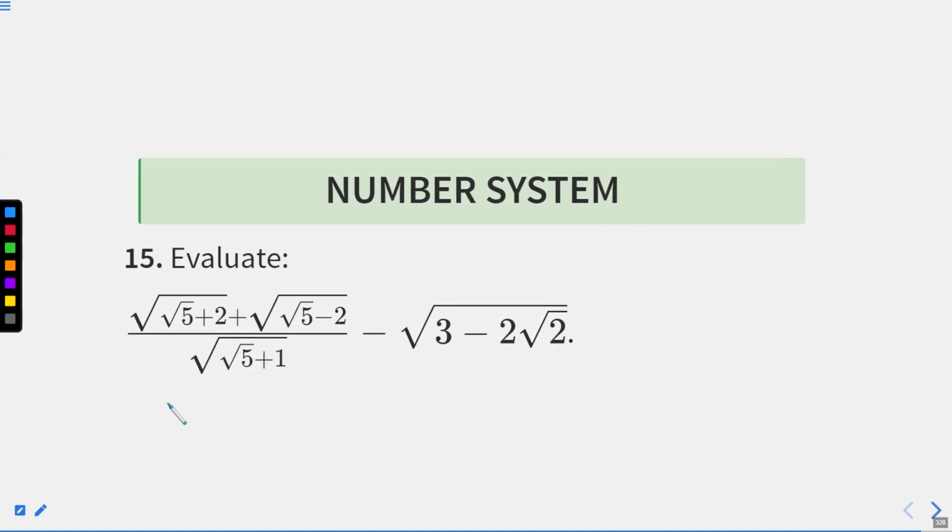Now the 15th question. This question is very challenging and quite interesting also. This type of question can be asked in Olympiads and various competitive exams. So I am just doing this question completely. I'm not leaving it in the middle, so that you understand this question and its difficulty. Let's see how we are going to solve it.